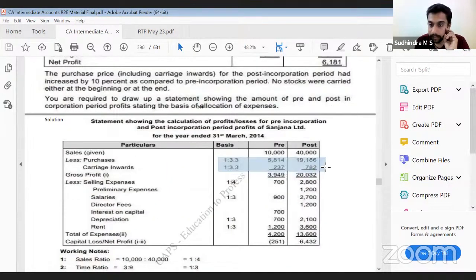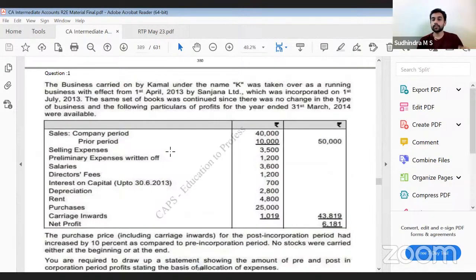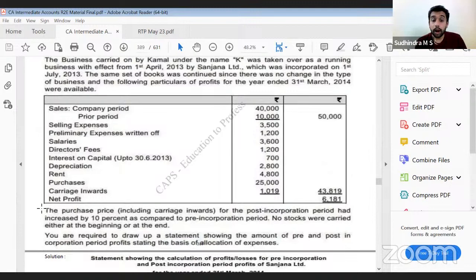In case they are not giving any purchase price information, should we go with the sales information? If there is a lack of information about purchase, obviously, because purchase is related to sales.